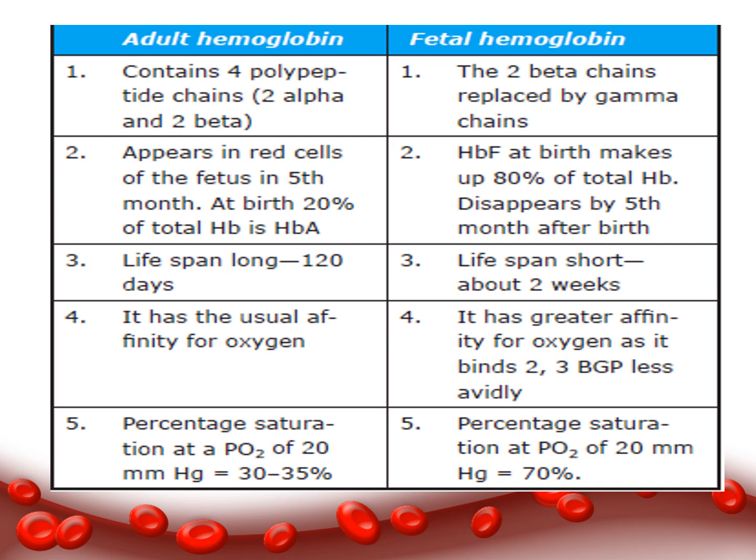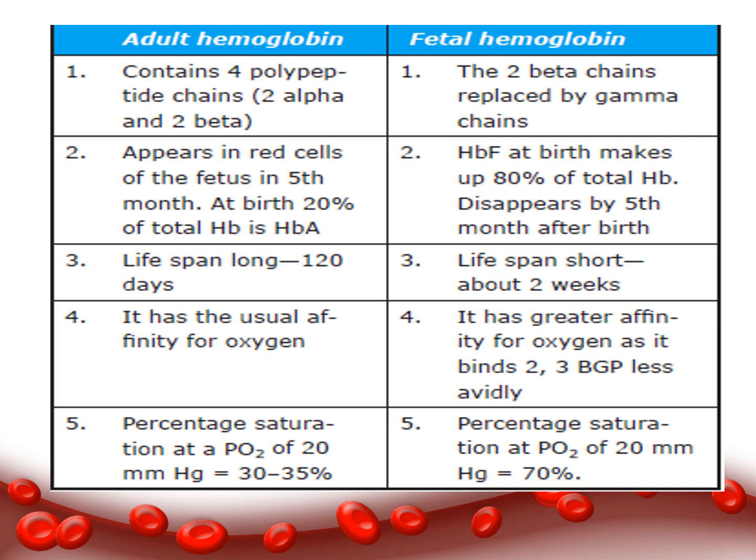Okay. In the previous slide, we have learned about types of hemoglobin and now we will see the difference between adult hemoglobin and fetal hemoglobin. First point, adult hemoglobin contains four polypeptide chains, that is, as you already know, 2 alpha and 2 beta. And in fetal hemoglobin, these 2 beta chains are replaced by gamma chains. So, it has 2 alpha and 2 gamma chains. Second point, at the time of birth only 20% is adult hemoglobin and 80% is fetal hemoglobin.